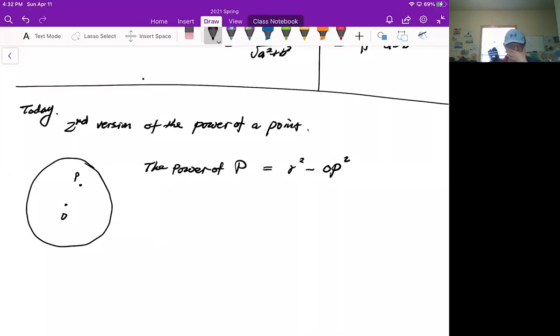Well, why? So let's think of that. How can you prove this? Okay, I'll give everyone a minute. Try to prove that. It's not hard. It's just a couple of lines, maybe two lines, and that's it. So it's very straightforward. So why can the power of the point also be written as R squared minus OP squared?